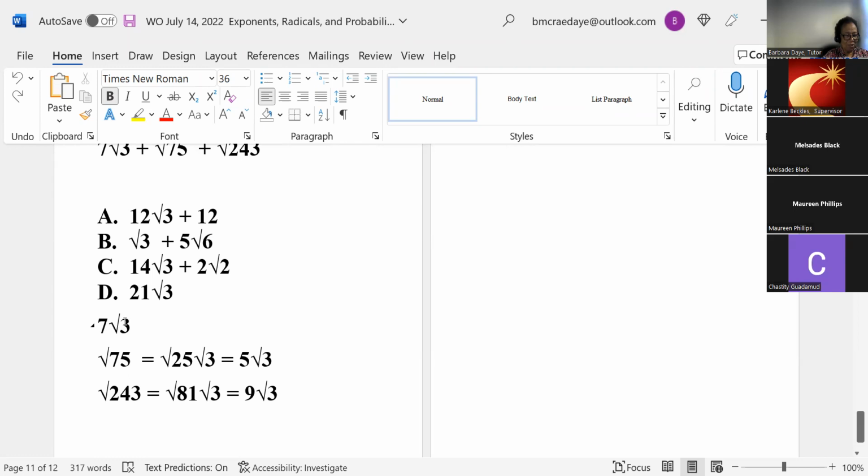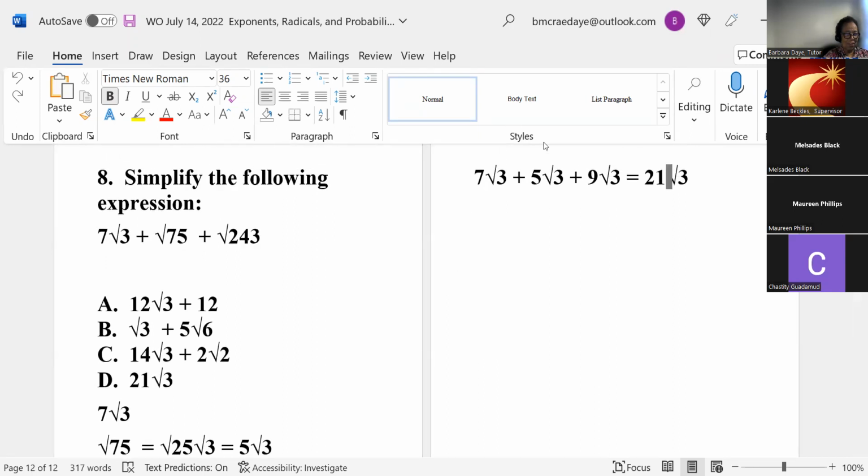See, 7 times square root of 3 was in the problem, right? I told you that's your clue right there, that square root of 3. So 3 in this 75, 25 times. 25, perfect square root of 5. 3 in the 243, 81 times. 81, perfect square root of 9. Now it's just adding up the coefficients. 7, 5, 9, 21. And your answer is D. Questions? No, miss. Okay. All right.